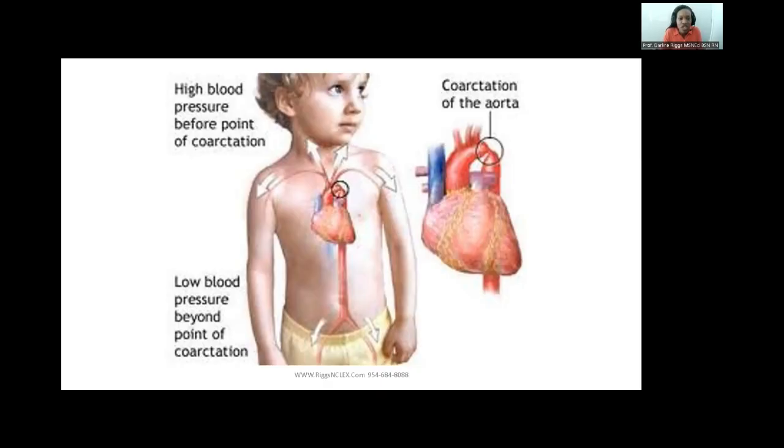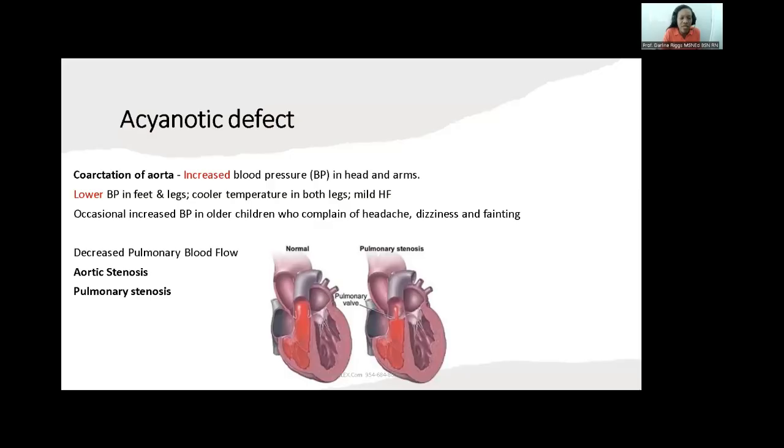Okay? So this child's blood pressure is going to be higher in their upper body, their head and their arms, but lower in their lower body, their feet and their legs. So with coarctation of the aorta, increased blood pressure in the head and arms, but decreased blood pressure in the feet and legs. Their temperature is cooler in their lower extremity. They may be in mild heart failure. The older children that can tell you, they're going to tell you, I have a headache. Yeah. They're going to be dizzy and fainting.